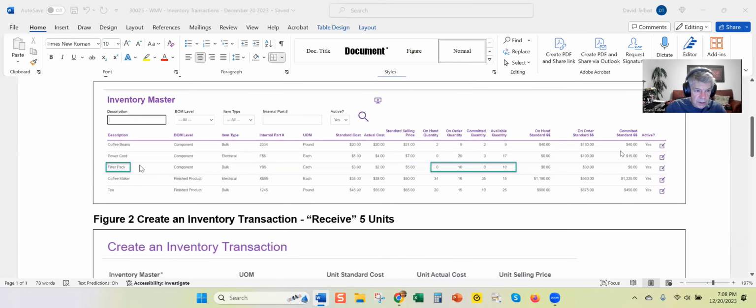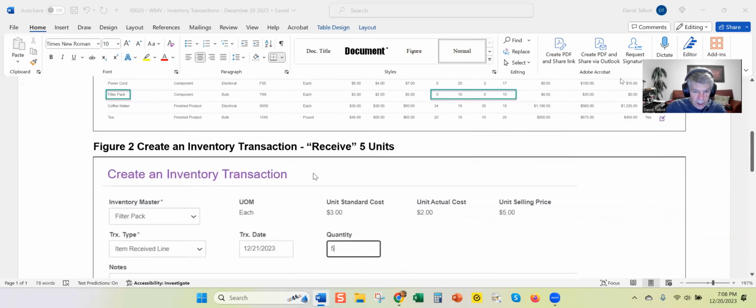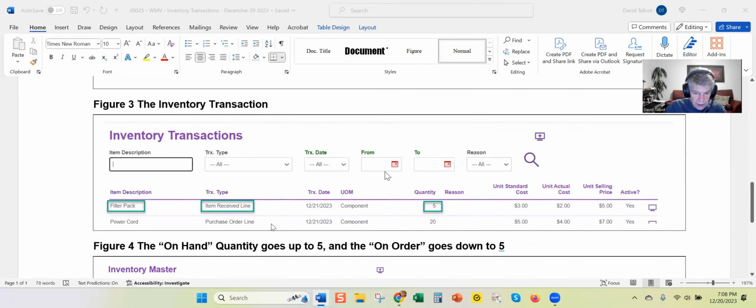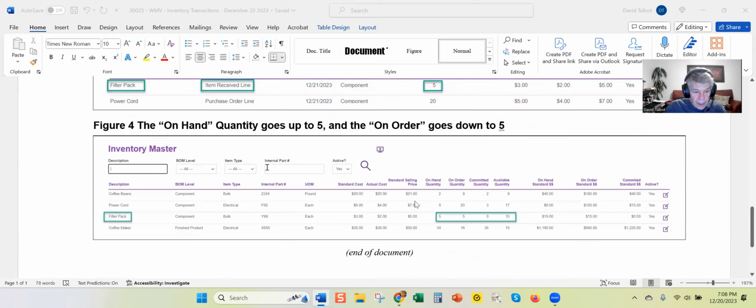So if we have, for instance, in the inventory master, a filter pack, 10 units on order, and then we create an inventory transaction to receive 5 units. And here's the transaction here, filter pack item received 5 units. And so you look back in the inventory master and you see that the on order quantity has gone down to 5 and the on hand quantity has gone up by 5.